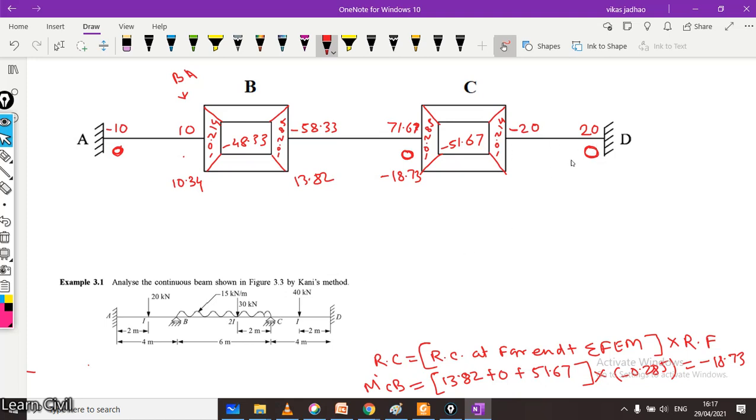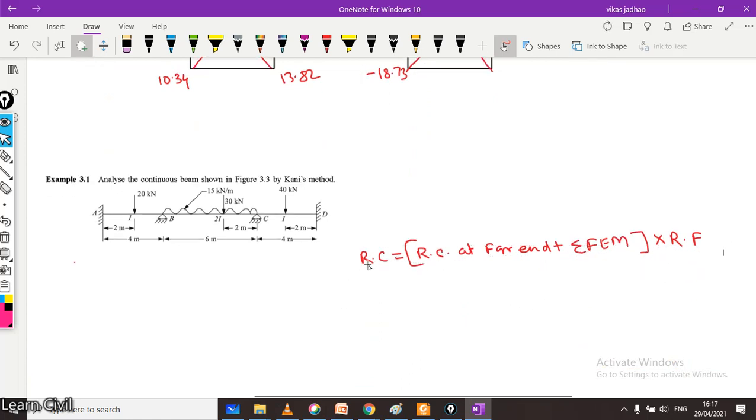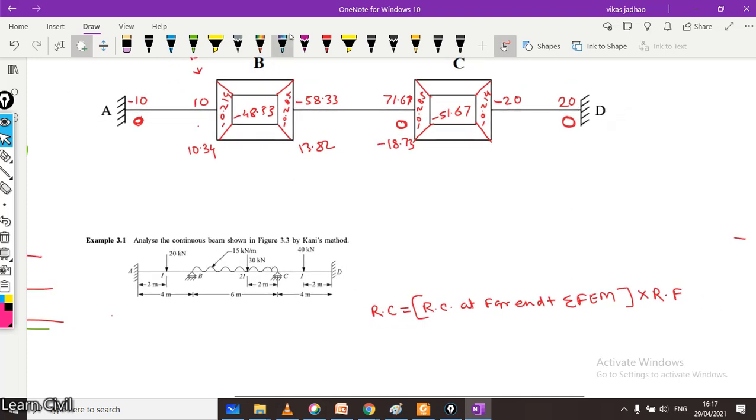Okay, now for CD we have to find out the rotation contribution. The formula is again the same: rotation contribution is equal to rotation contribution at far end plus summation of fixed end moment, multiplied with the rotation factor. So the rotation contribution M dash CD is equal to the rotation contribution at far end, that is this 13.82 here.